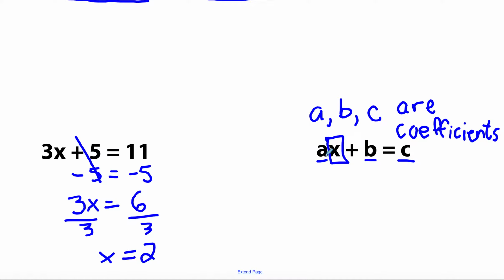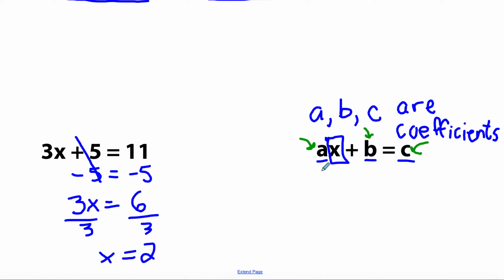Here, if I were to ask you to solve this for x, you would do the exact same steps. Instead of 3, 5, and 11, what we're basically saying is that A, B, and C could be anything. They don't have to be 3, 5, and 11. It could be, I don't know, 5, 2, and 1. It could be 7, 49, and 30. These numbers could be anything, but solving it would be the same.